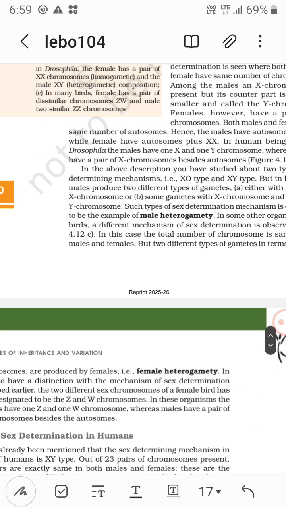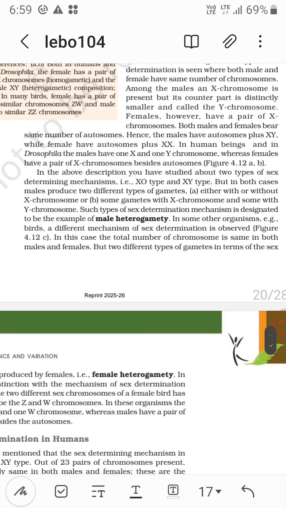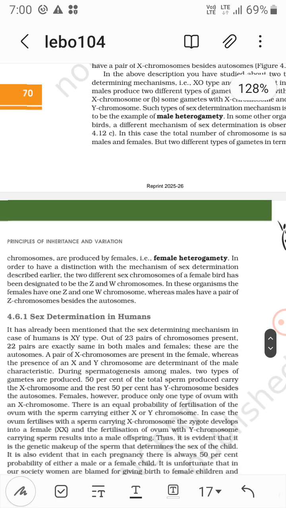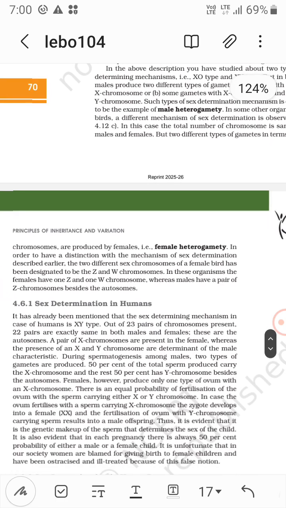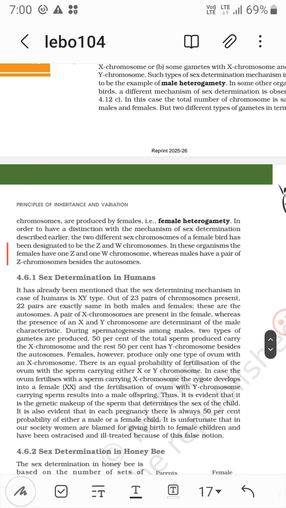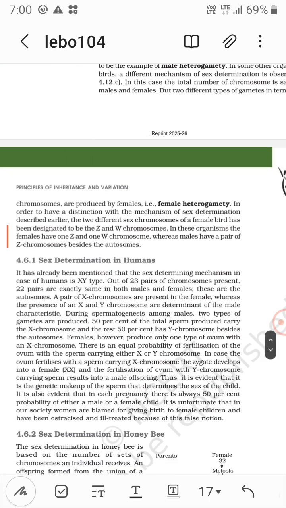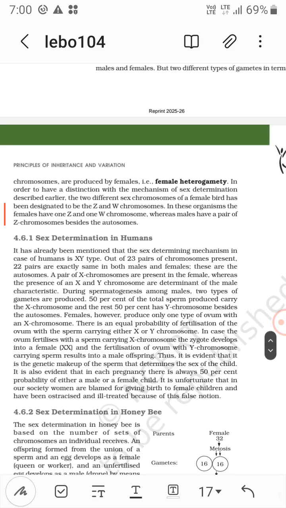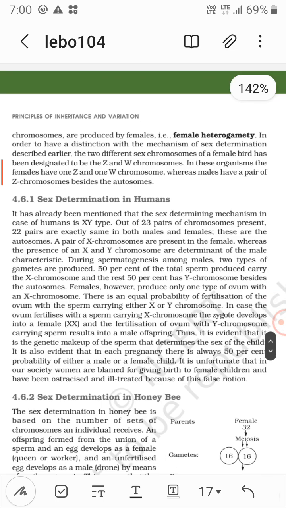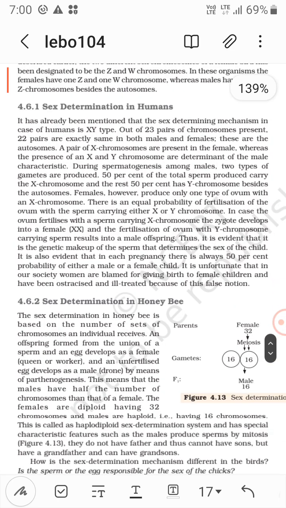So in this case, the total number of chromosomes is the same in both males and females, but two different types of gametes in terms of the sex chromosomes are produced by the females, that is female heterogamety. In order to distinguish this from the mechanism of sex determination described above, the two different sex chromosomes of a female bird have been designated the ZW chromosomes. In these organisms, the females have one Z and one W, whereas the males have a pair of Z chromosomes besides the autosomes.